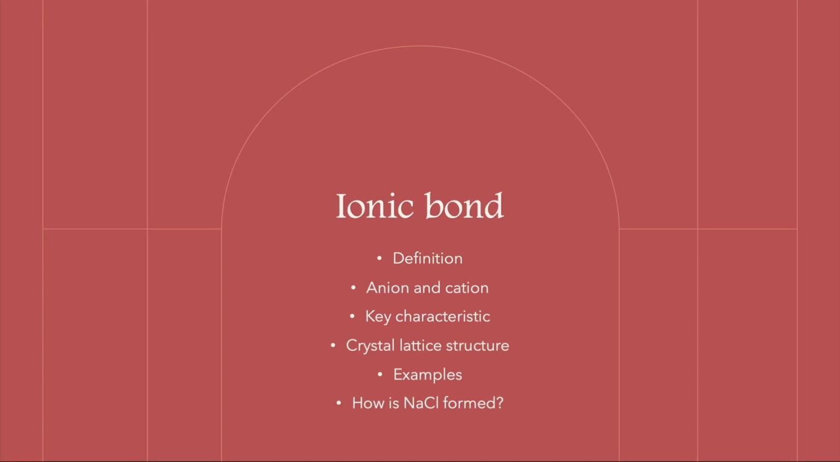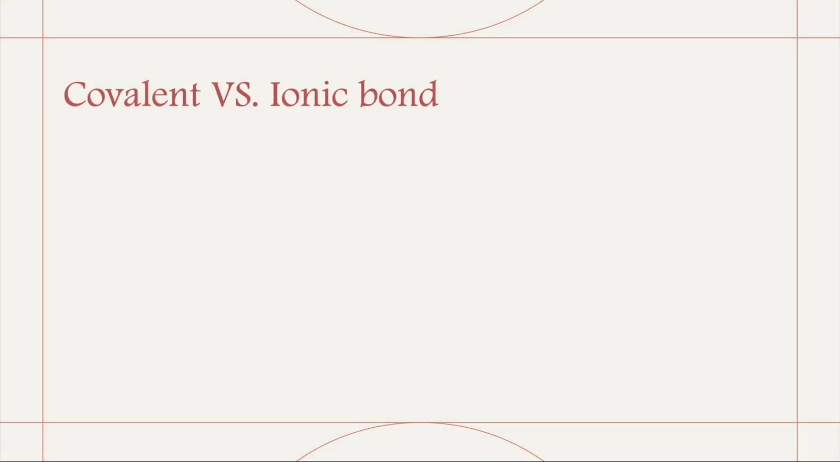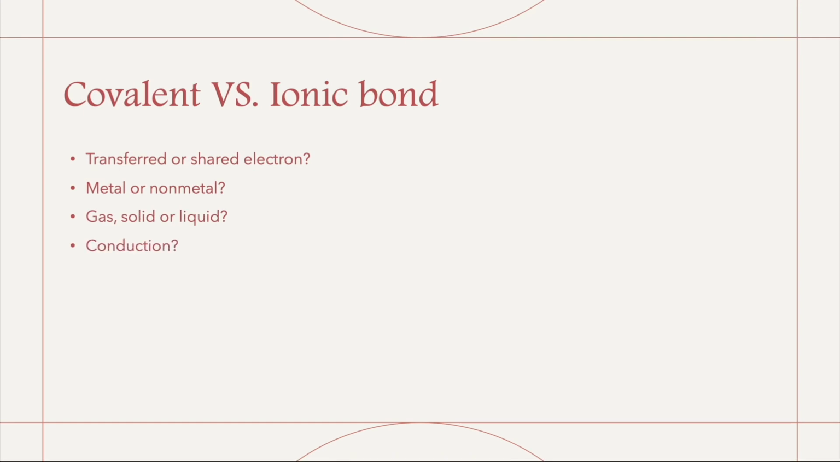Now let's compare these two bonds together. In ionic bonds, electrons are transferred from one atom to another, while in covalent bonds, electrons are shared between atoms. Ionic bonds are between metals and nonmetals. One gives an electron, the other gains an electron, but covalent bonds are between nonmetals, which share electrons. Ionic bonds are often solid, forming crystalline structures, but covalent bonds are usually gases or liquids at room temperature.